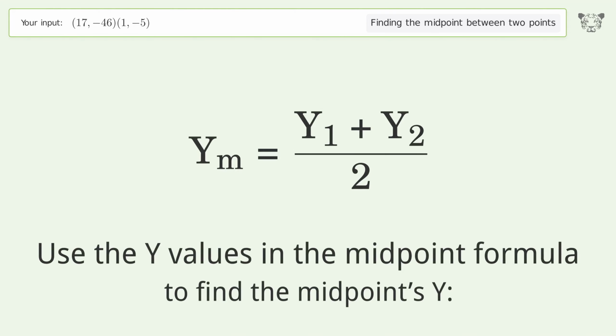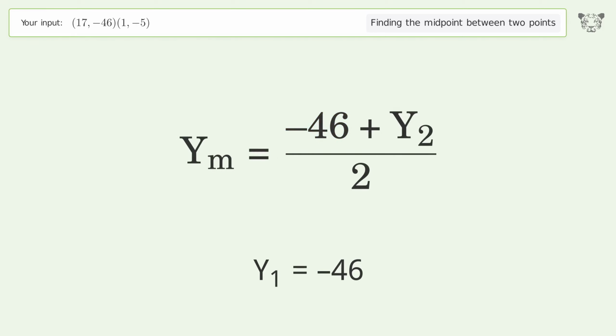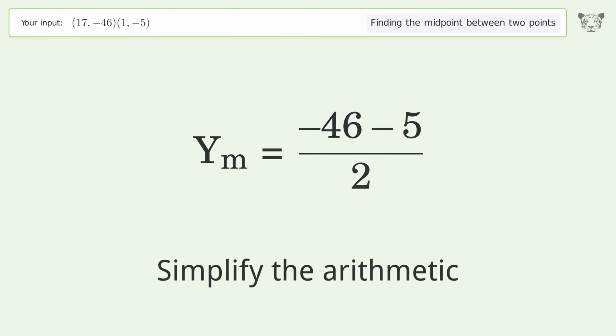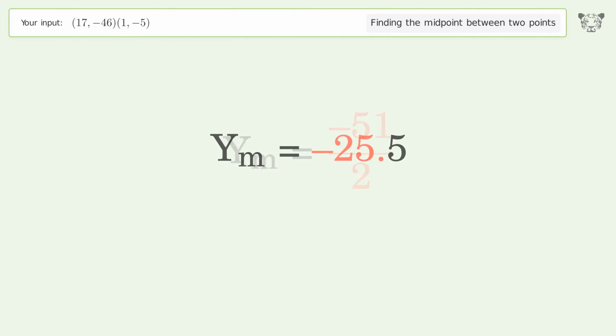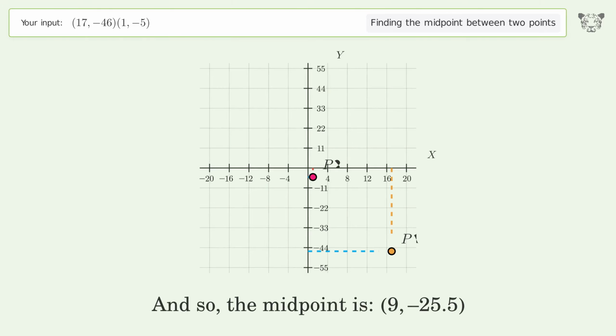Use the y values in the midpoint formula to find the midpoint's y. y1 equals -46. y2 equals -5. Simplify the arithmetic. And so, the midpoint is 9, -25.5.